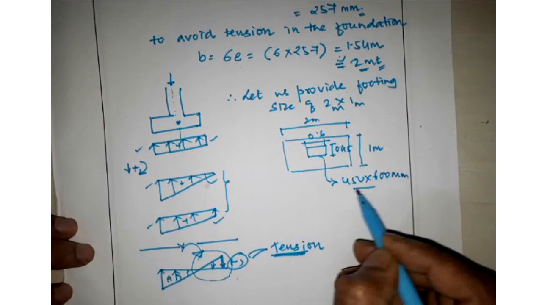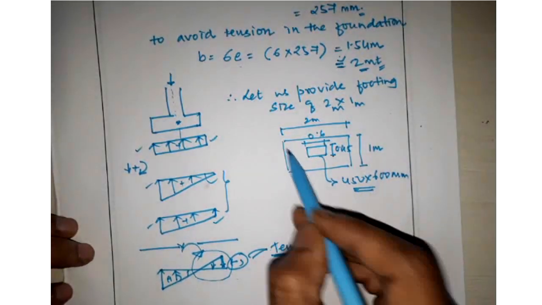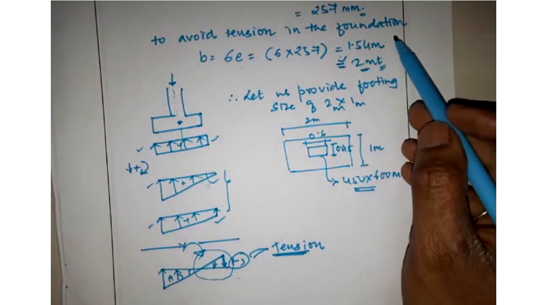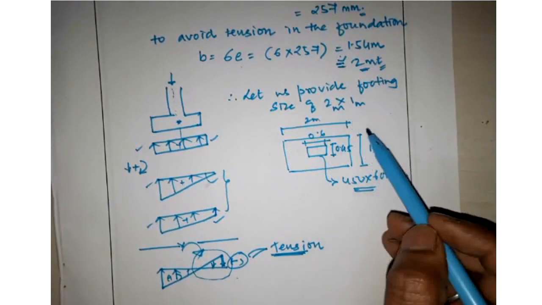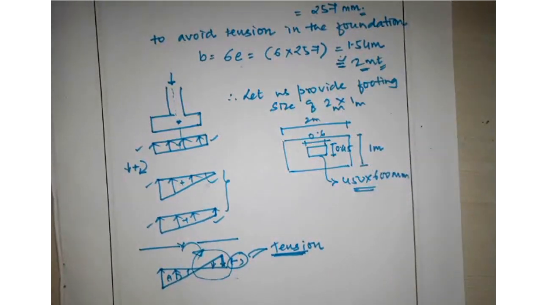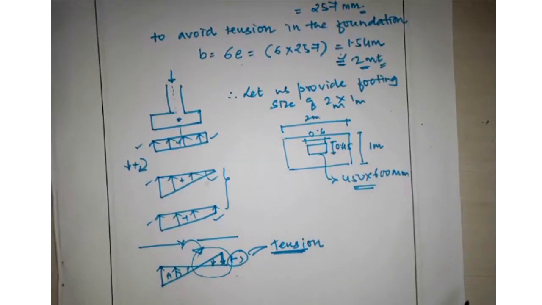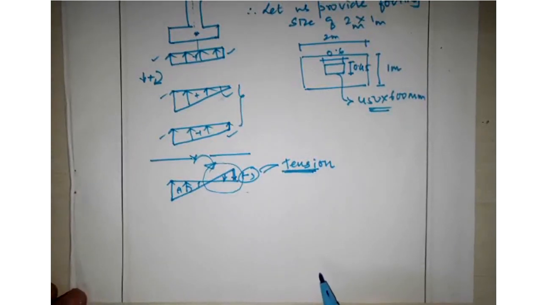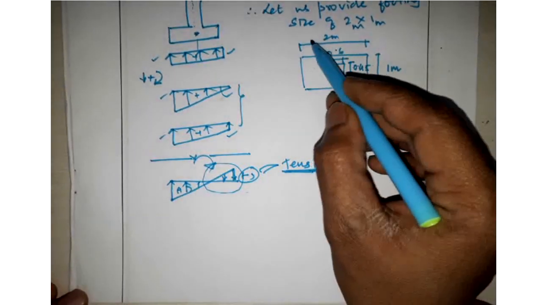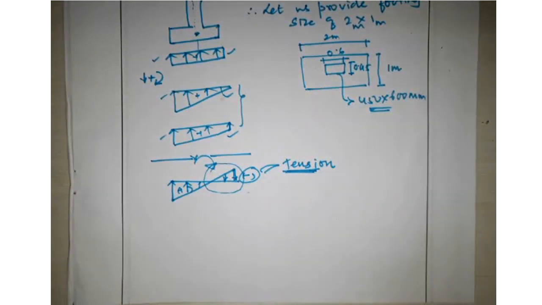Okay, understood? So the fixing of size is very important to avoid the tension in the foundation. So we are going to provide 2 meter by 1 meter. Okay, now we'll move on to further calculation. So we have got the size as 2 meter by 1 meter. Then we'll move on to the pressure calculation.